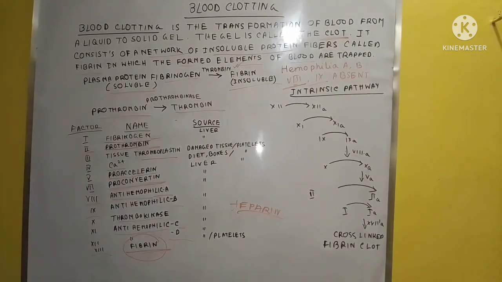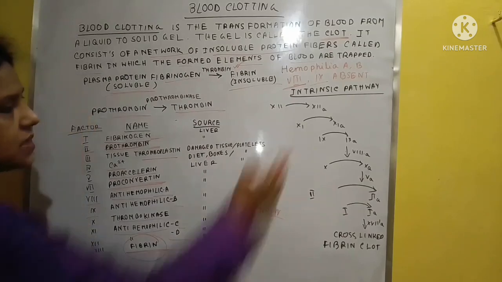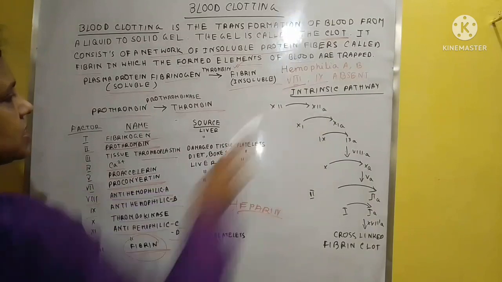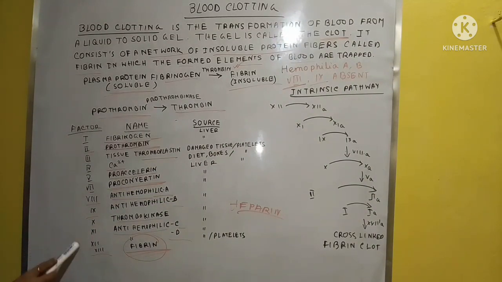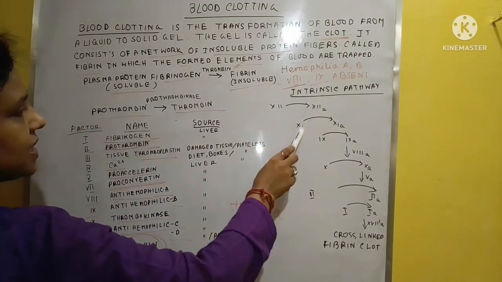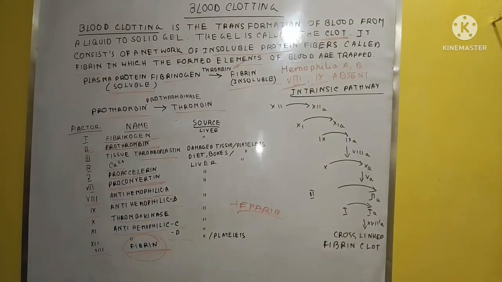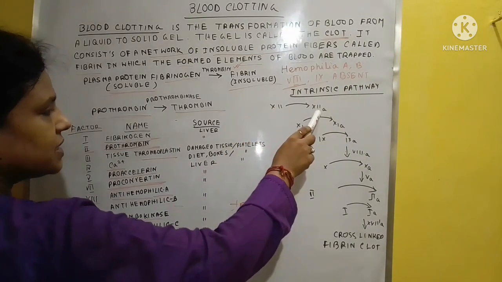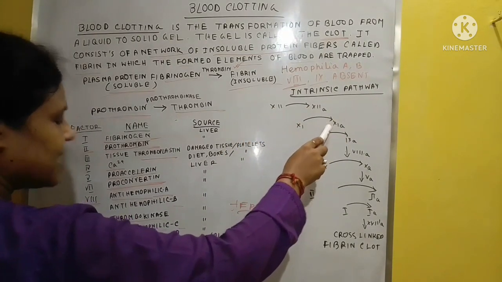Okay, so this is the intrinsic pathway. You can see this is the intrinsic pathway. Here, factor 12 becomes activated. What is 12? 12 is the anti-hemophilic C, not anti-hemophilic D. Sorry, anti-hemophilic D becomes activated. And due to activation of this, 11 is activated to 11A. 11 means anti-hemophilic C. So first anti-hemophilic D is activated, then anti-hemophilic C is activated.